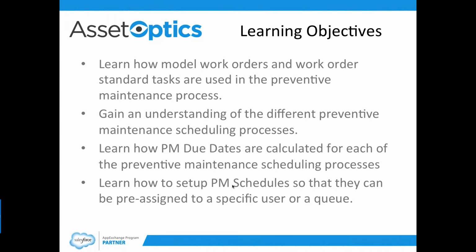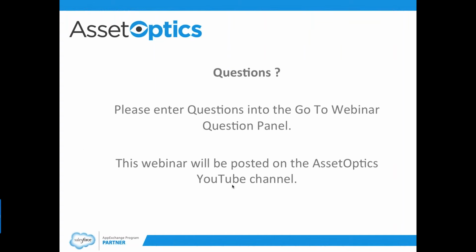So just to recap what we've talked about here, we've learned model work orders and how the tasks are assigned and used in the PM process. We've gone through the 4 different PM scheduling processes: calendar fixed, calendar floating, meter based, and PM group schedules. And very specifically, we talked about how all those PM due dates are calculated for every one of those, and also how the PM schedules can be pre-assigned to specific users or to individual queues.